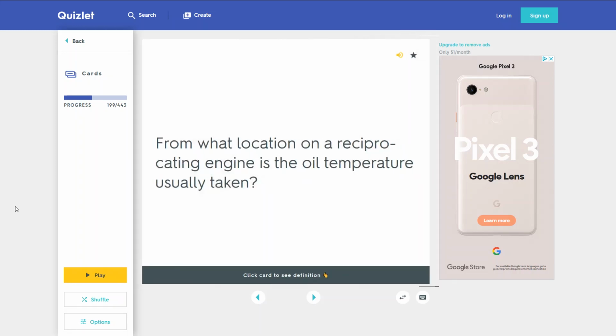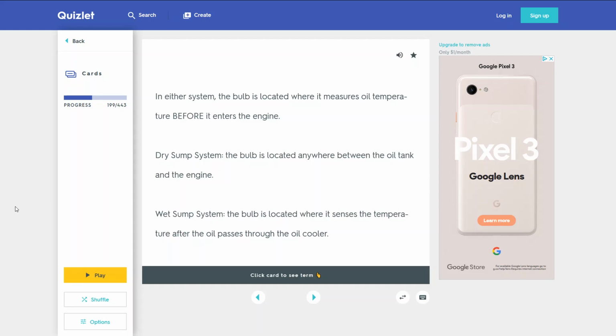From what location on a reciprocating engine is the oil temperature usually taken? In either system, the bulb is located where it measures oil temperature before it enters the engine. Dry sump system, the bulb is located anywhere between the oil tank and the engine. Wet sump system, the bulb is located where it senses the temperature after the oil passes through the oil cooler.